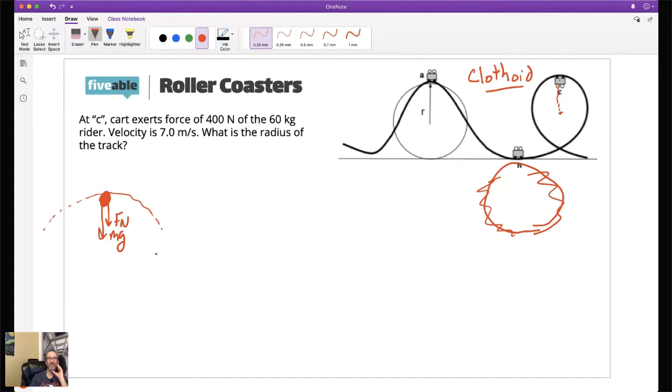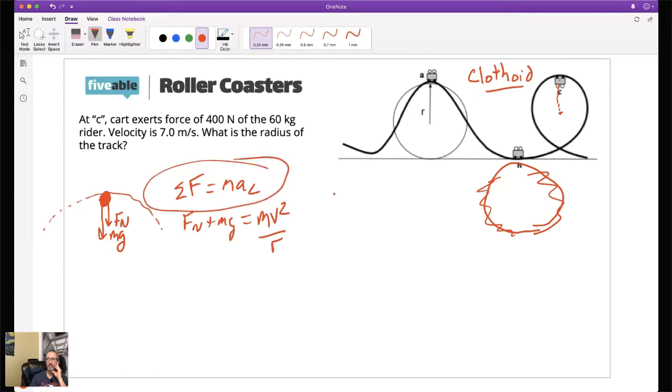Yeah, both. Good. So they're both positive. Excellent. So now we're going to have the sum of the forces is equal to ma_c. So that would be Fn plus mg is equal to mv squared all over r. Is it important to write this down? Is that worth a point? Yes, absolutely. In fact, if you don't put that, it really could mean the difference between a 2 and a 3 on the test, or a 3 and a 4 on the AP test, or a 4 and a 5. So you really want to make sure you get it.